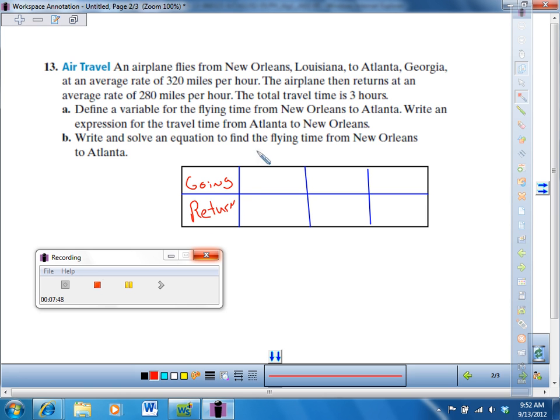And we have a rate, and then we have a time. Time, that's a T. And that's a D.